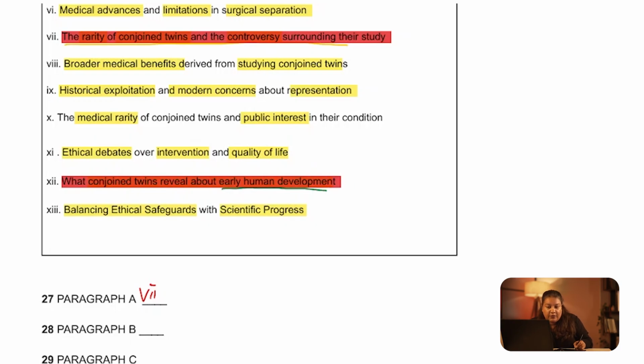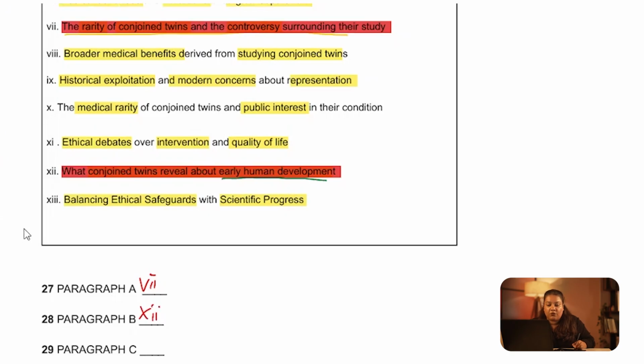What conjoined twins reveal about early human development. So let me write it here. Option 12 is for paragraph B. Now let's move to paragraph C.